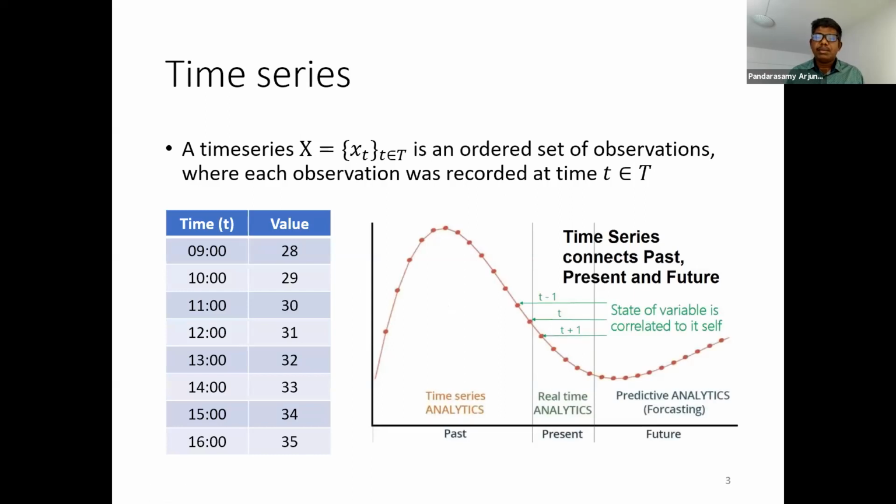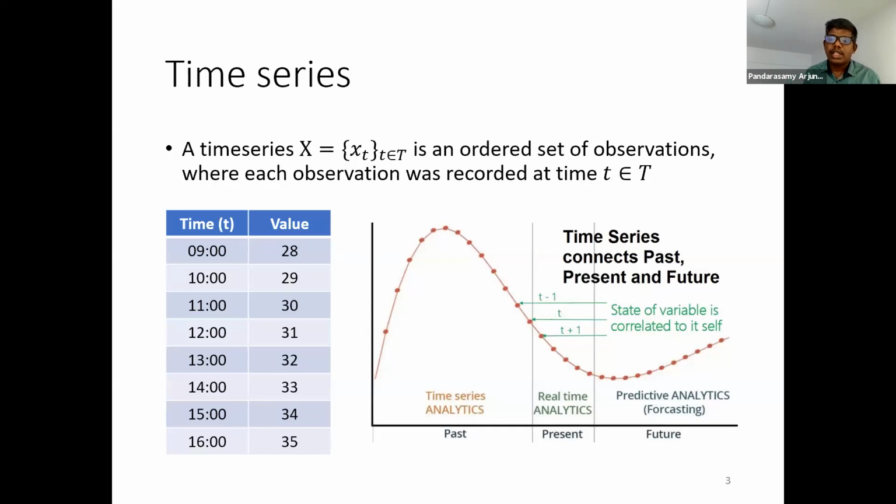Let's see what a time series is. Let's formally define it. A time series is an ordered collection of observations that is recorded at specific times. For example, on the left-hand side you will see a small table in which we are recording some value at, let's say, 9 o'clock, 10 o'clock, 11 o'clock, like this. Unlike normal data, every value is attached with a timestamp, so that we can use this timestamp information to identify interesting patterns in the time series.